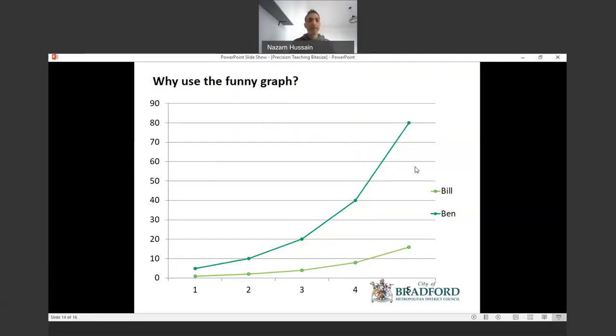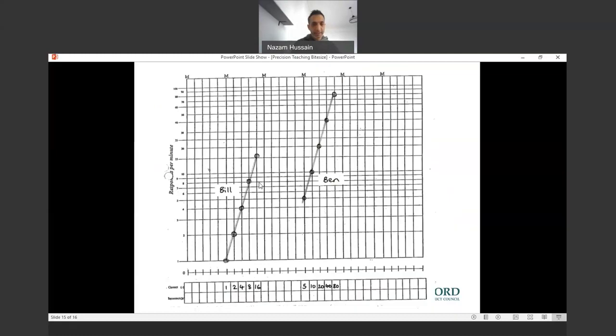Why do we use this funny graph? So you've got Bill and Ben here, and it looks as if Ben is making some accelerated progress, and Bill is languishing down below. But if you plot the exact same results in a ratio chart, you will see that they're both making the same rate of progress. Again, these are slightly unrealistic numbers. It's just there to demonstrate why a ratio chart is useful, especially for those kids who find some aspects of learning really difficult.